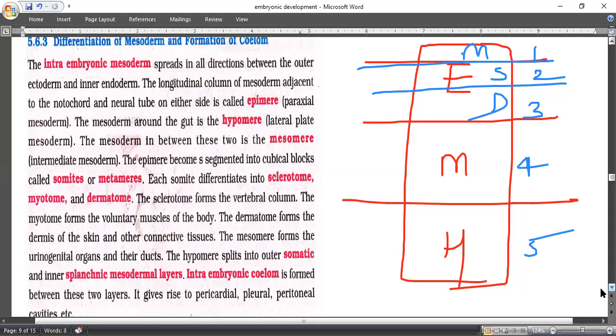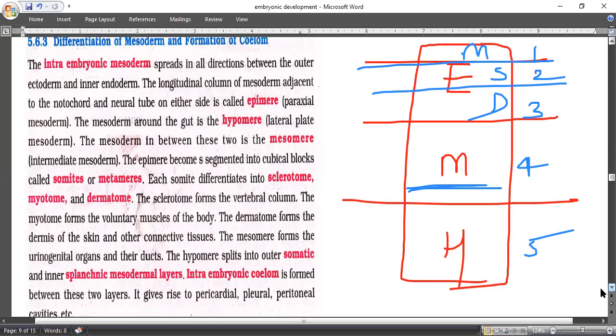Myotome forms the skeletal muscle, the voluntary muscles of the body. Then sclerotome forms the vertebrae, the vertebral column. Dermatome forms skin and connective tissues. Next, mesomere forms the urinogenital organs and their ducts.